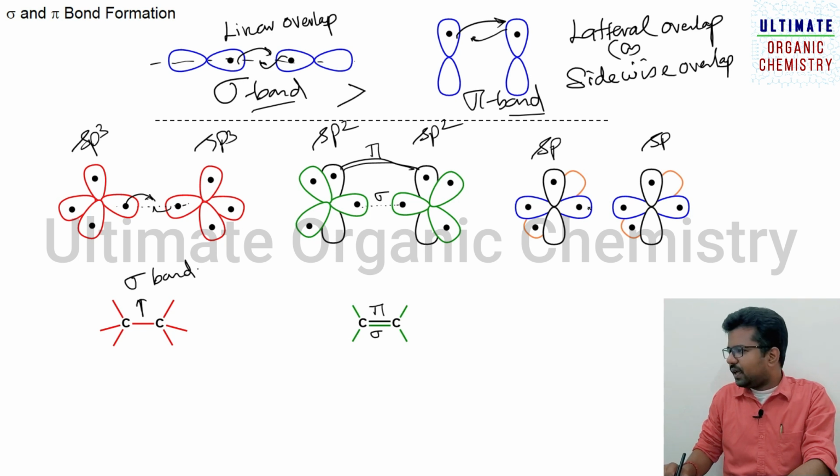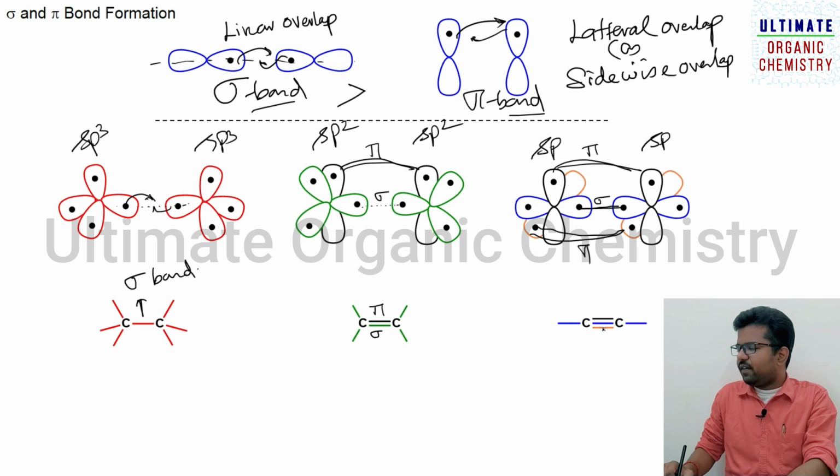We have one more example where an sp hybridized orbital and an sp hybridized orbital are making a bond. Here you can check these two orbitals are approaching in a linear fashion, so this is a sigma bond. You can check these two black orbitals are parallel to each other. They will form a bond known as pi bond. And here the orange orbitals also are parallel to each other and they also will form a pi bond. Here alkyne means you have a triple bond where the middle bond is a sigma bond and the other two bonds are pi bonds.